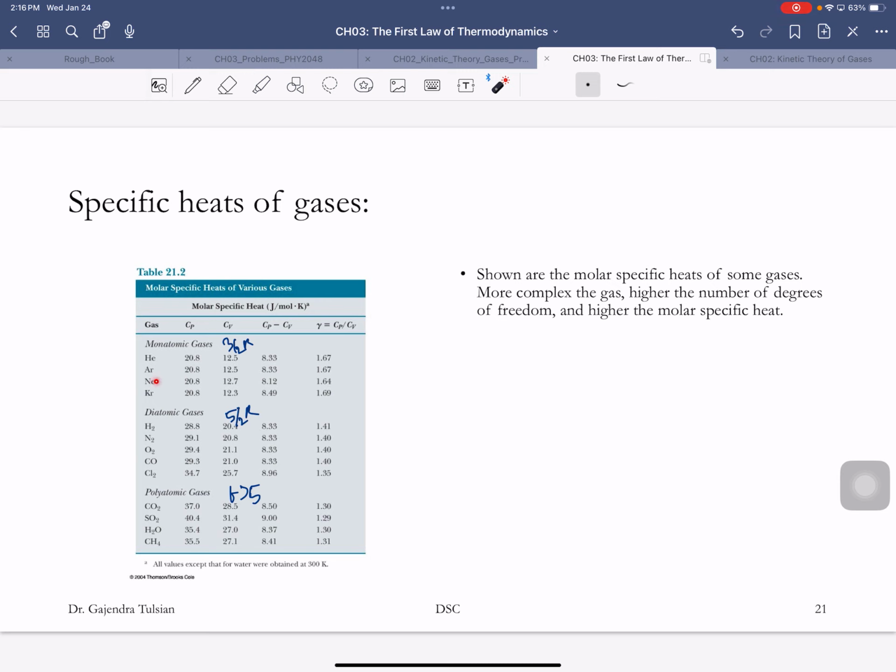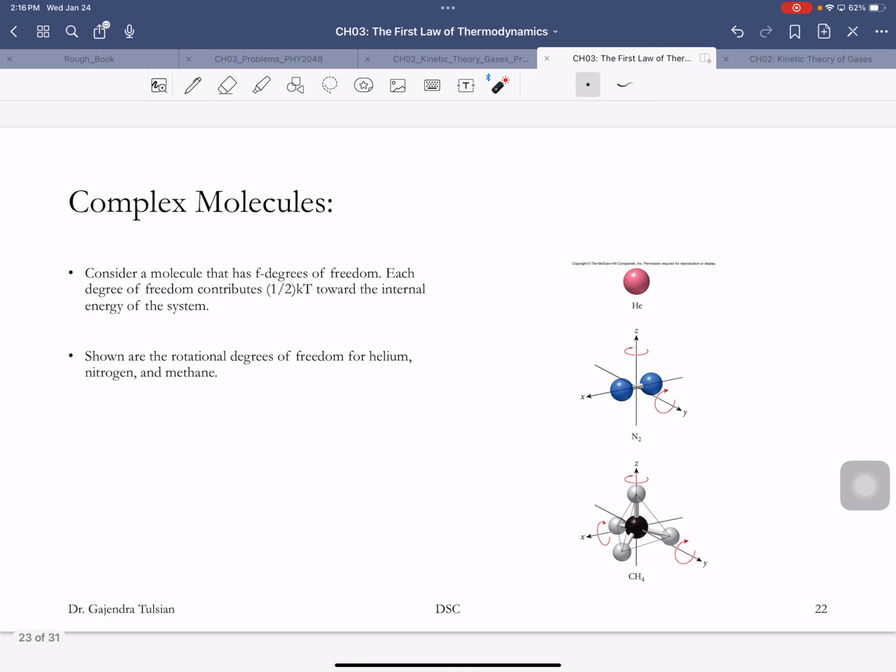For monoatomic gases, those are the noble gases, gamma is 1.67. For diatomic gases, gamma is 1.4. So here are the numbers of degrees of freedom. A monoatomic gas has only 3 degrees of freedom: it can go in this direction, or that direction. Your diatomic molecule can move in those three directions, but it can also rotate about those 2 axes. So that's 5 degrees of freedom. Polyatomic gases could have more axes of rotation, and so on.